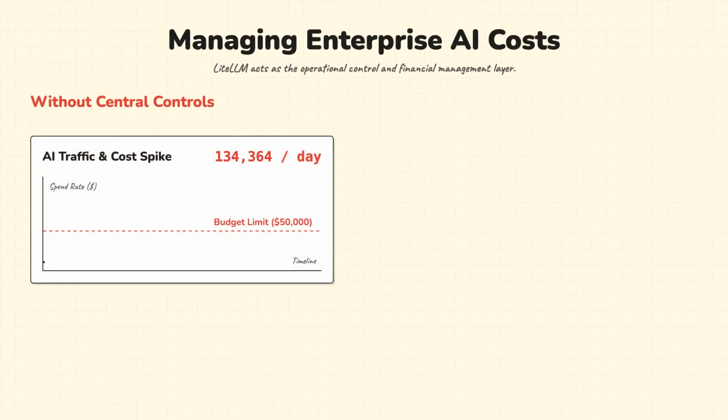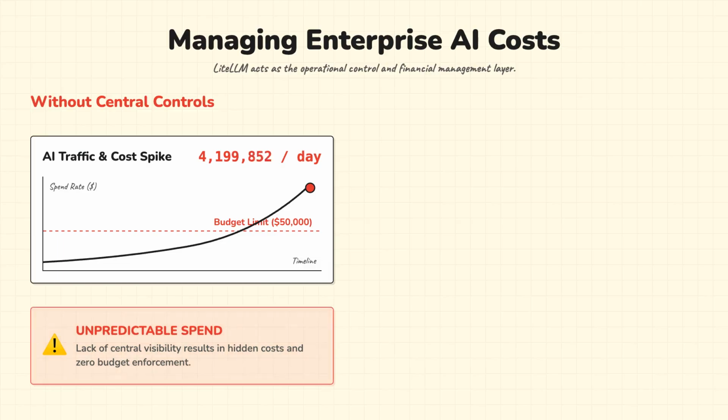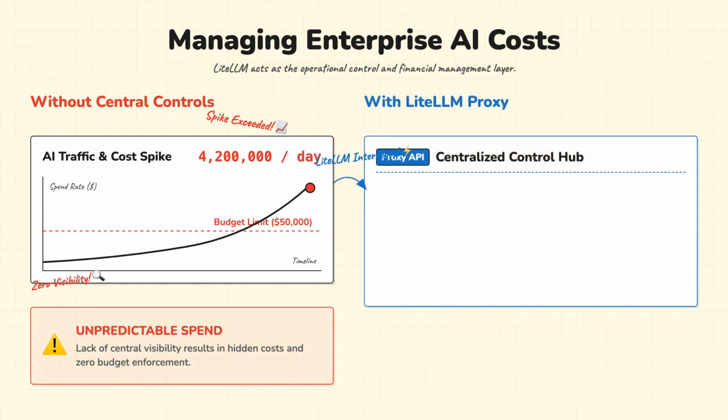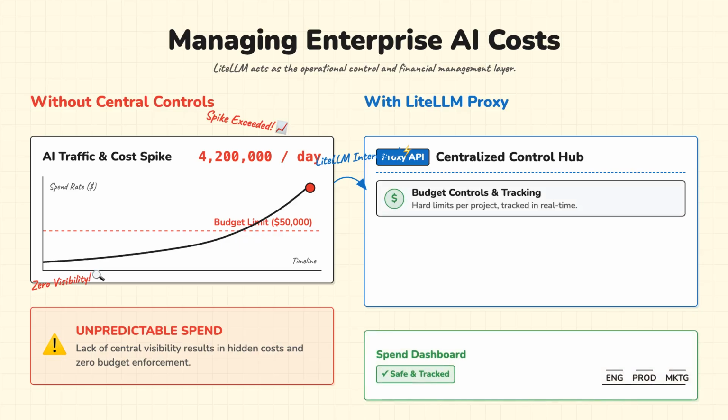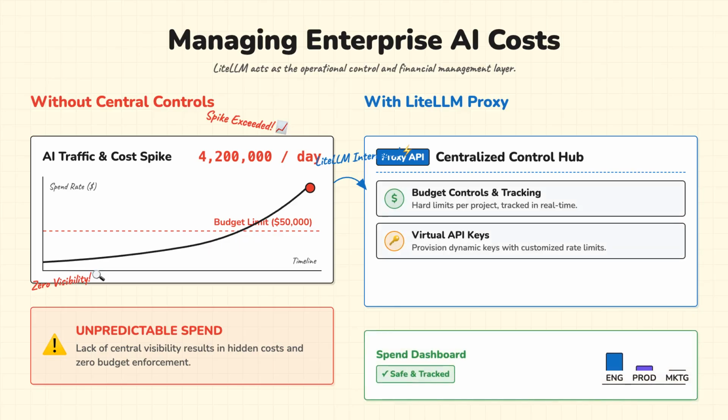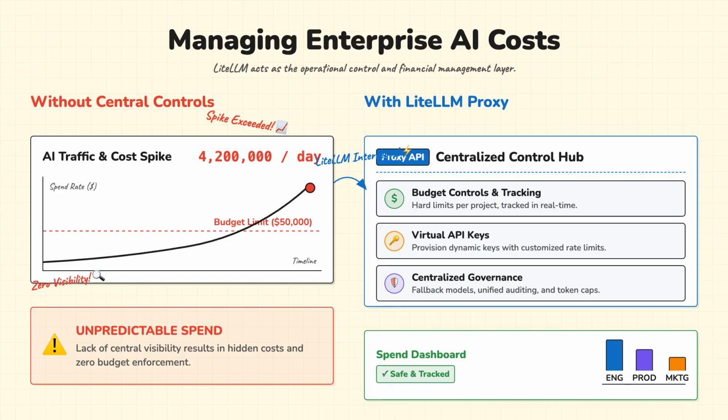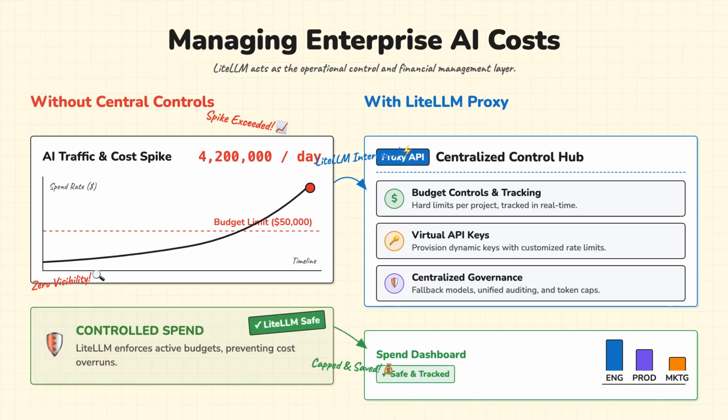As companies scaled AI usage, another problem appeared: cost management. Large organizations may run millions of AI requests every day. Without visibility, costs can quickly become unpredictable. LiteLLM evolved beyond a developer tool into an operational control layer. It now includes usage tracking, budget controls, virtual API keys, and centralized governance features. In many organizations, LiteLLM acts almost like a financial management layer for AI usage.